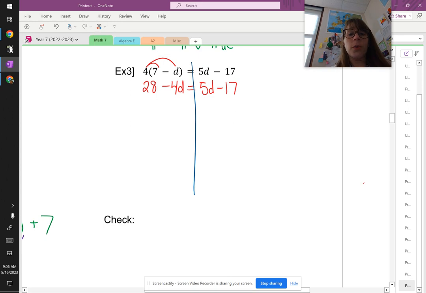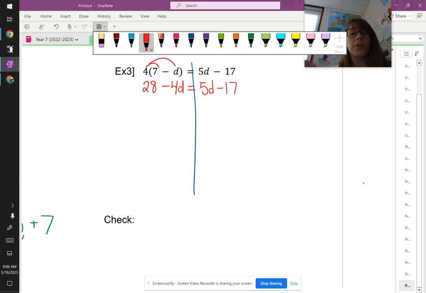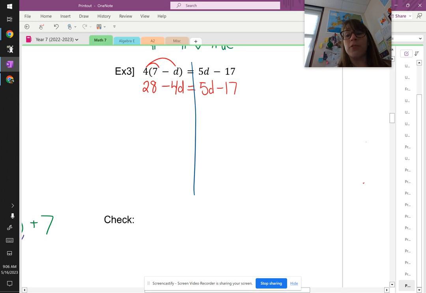Okay, so no combining of like terms because everything's on separate sides. So that means I need to go ahead and move my variables so they're all on the same side. So I've got a negative 4d I can move or a positive 5d. Again, to avoid the negatives if possible, we want to maybe move over the smaller one.